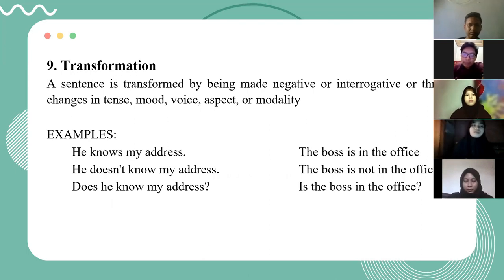Transformation. Now, this sentence is transformed by being made negative or interrogative or through change in tense, mode, voice, aspect, or modality. And today we're going to change it from positive to negative or interrogative. For example, for positive, he knows my address. For negative, he doesn't know my address. And for interrogative, does he know my address? I would say in positive, therefore you can say in negative, okay?